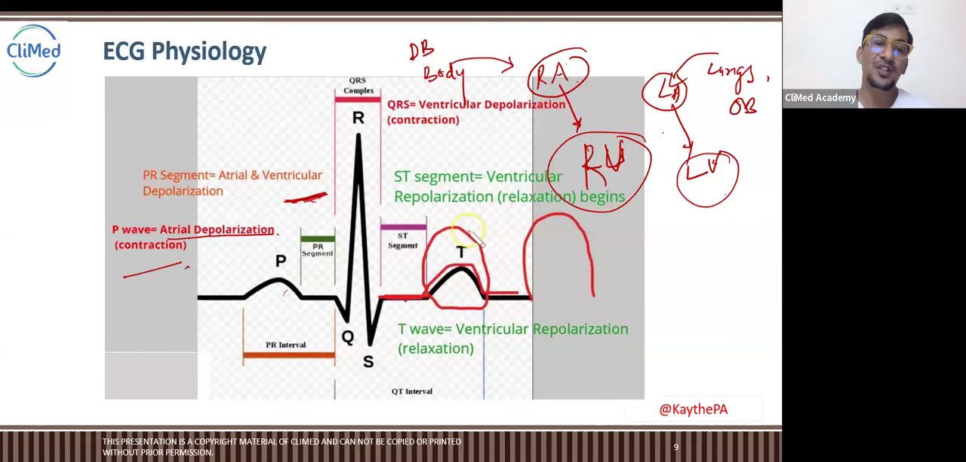Okay, that captures in ECG as the PR segment. And then immediately the next phase starts, the QRS complex. QRS complex is ventricular depolarization. Ventricular depolarization means the ventricles will contract and squeeze the blood out to the lungs and to the aorta. Like the RV will squeeze the blood to the lungs and the LV will squeeze blood to the aorta, right?